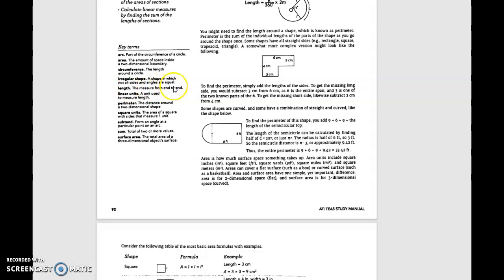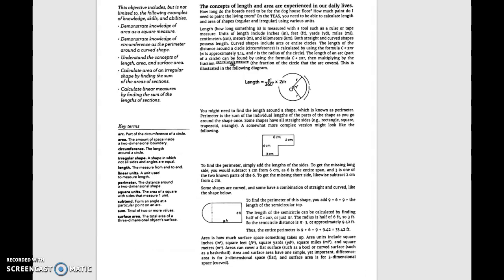The length is the measure from end to end. So from this corner of this particular side of this particular object to the other side is 6 centimeters. That's what they call the length. The linear units is a unit used to measure length, as we said before. Any of the previous units that we've talked about as far as length we could use. A perimeter is the distance around a two-dimensional shape. Circumference is for circles. Perimeter is for things with square sides or straight sides.